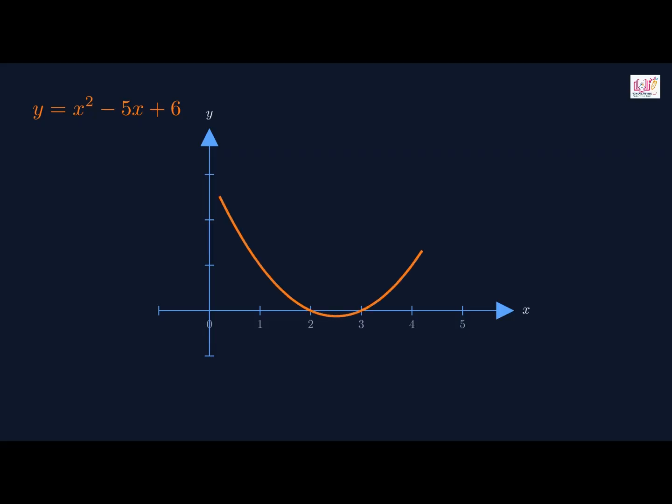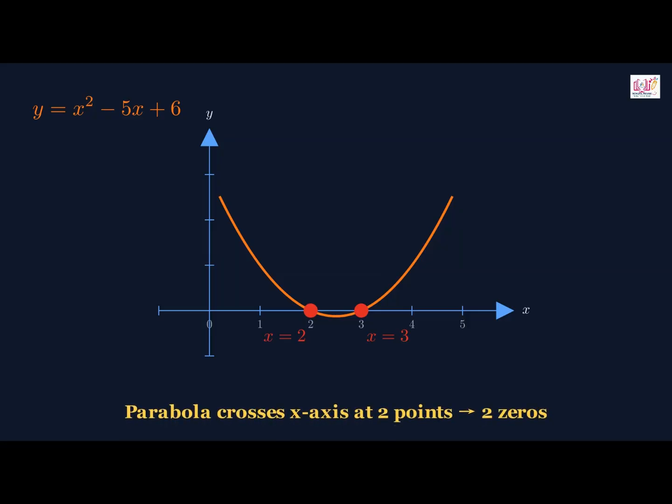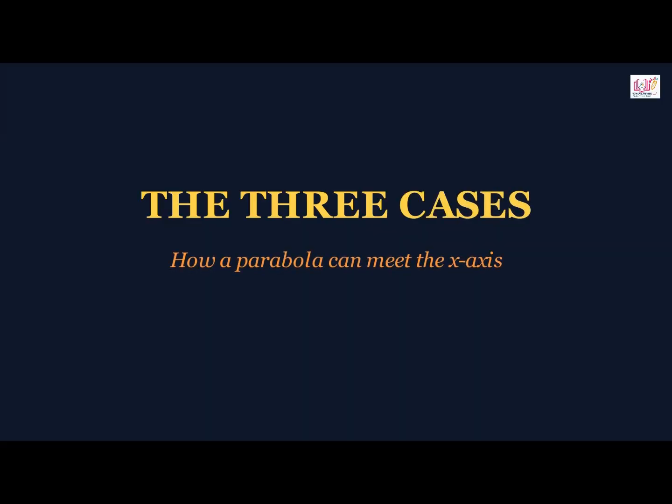Now look at the graph. The graph of x squared minus 5x plus 6 is a parabola. And the parabola crosses the x-axis at exactly 2 points. At x equals 2. And at x equals 3. The same two values we found algebraically. This is the geometric meaning of zeros for a quadratic polynomial. The zeros are the points where the parabola crosses the x-axis.